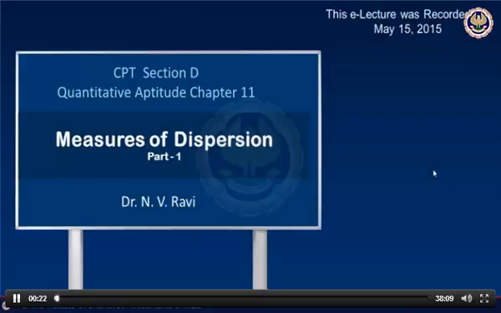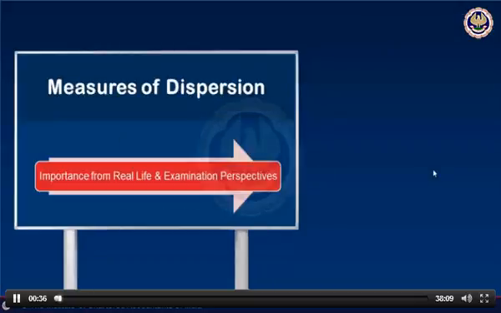In this section, we are going to discuss CPT Section D Quantitative Aptitude, Chapter 11, Measures of Dispersion, Part 1. Myself, Dr. N.V. Ravi, I am the mentor for this session. We are going to discuss the importance of measures of dispersion in real life and examinations.